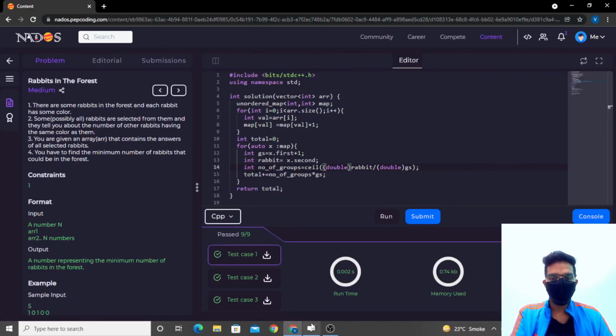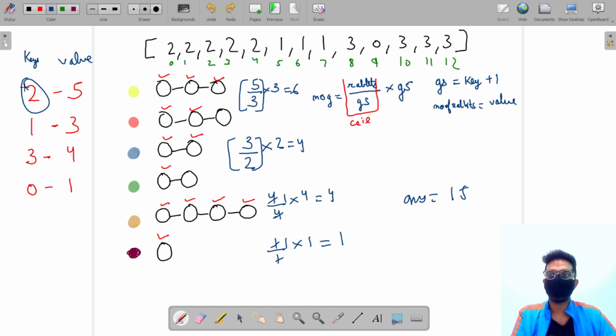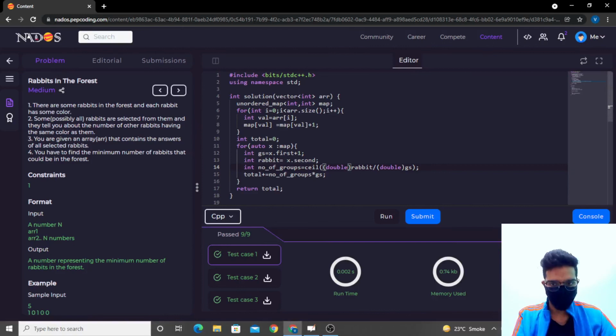Now we know how many rabbits are saying that there are 2 more rabbits of the same color. With the help of this, we calculate the number of groups, and we got to know that we need an integer value and it's ceil, right? And then with the help of this, we calculate our total by multiplying by our group size.